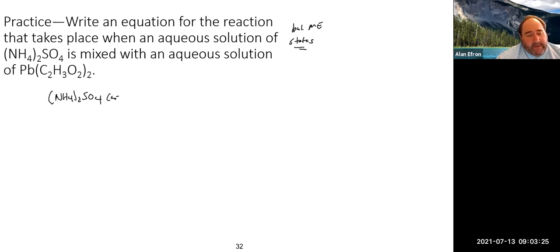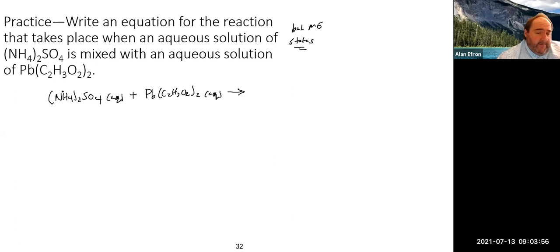We know it's aqueous because they told us, but if they didn't tell us, again, the ammonium is soluble in everything, so that pretty much tells us it's going to be aqueous. We have our lead acetate here, and kind of the same idea, looking at our solubility rules. If they didn't tell us, acetate again is soluble in everything as well, so we are good to go.